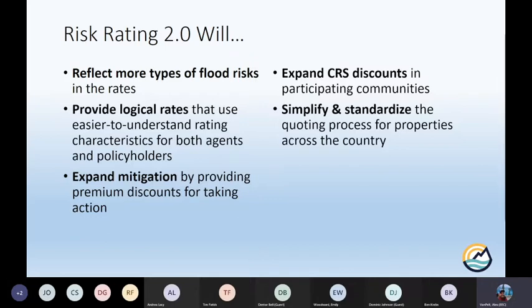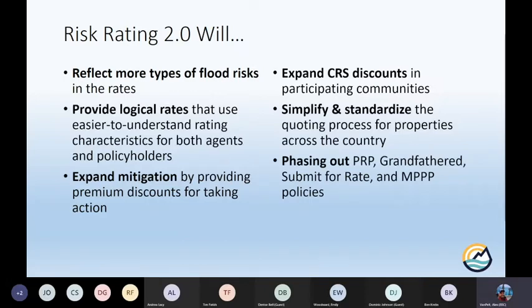Risk Rating 2.0 is simplifying and standardizing the quoting process across the country. So multiple companies from multiple different states are now all going to be using the same rating process, the same rating engine, to make sure that they're all getting to the same rates. So you should be able to go from agent to agent to agent, as long as they click the same buttons and you have the same coverage and deductible limits, you should get the same quote every time, which is the way it should be. Whereas right now, folks with less experience with flood insurance sometimes will give you an incorrect rate, and you don't realize it until you go to make a claim and there's an issue.